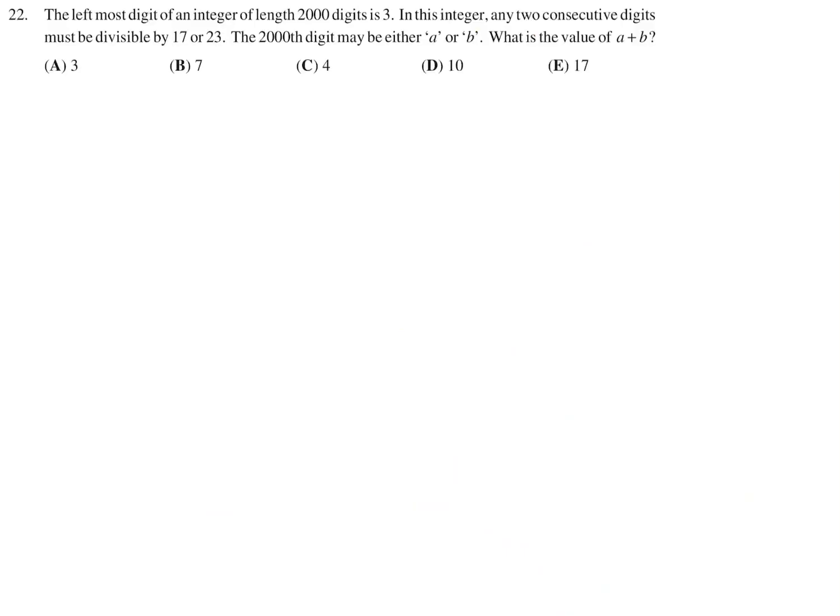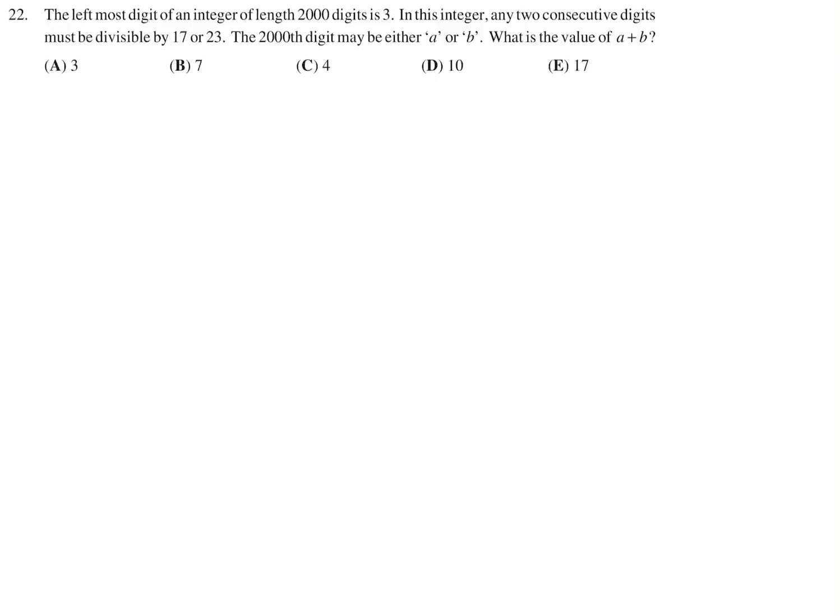The leftmost digit of an integer of length 2,000 digits is 3. In this integer, any two consecutive digits must be divisible by 17 or 23. The 2,000th digit may be either A or B. What is the value of A plus B?